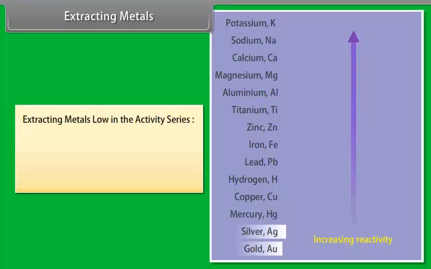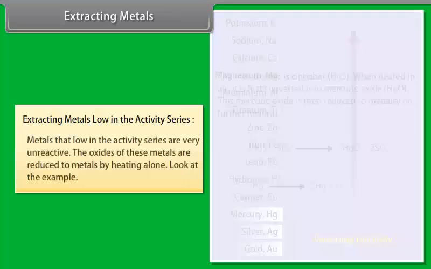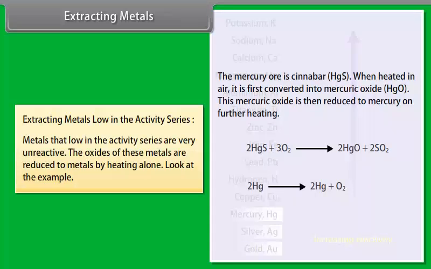Extracting metals low in the activity series. Metals that are low in the activity series are very unreactive. The oxides of these metals are reduced to metals by heating alone.